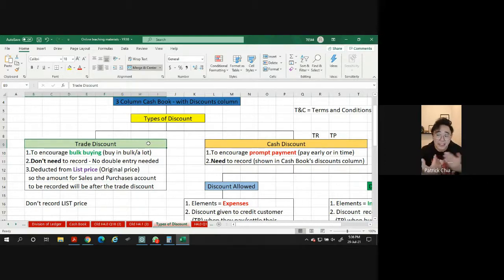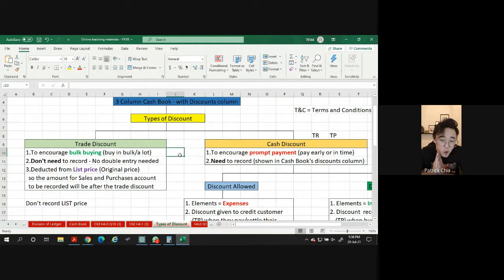Buying and selling. So when you see trade discount, you must buy a lot. Only when you buy a lot can you get this discount. And this discount will always be deducted. Please, when you see trade discount, you just minus only. No need to say anything really. Just straight away take the original price.